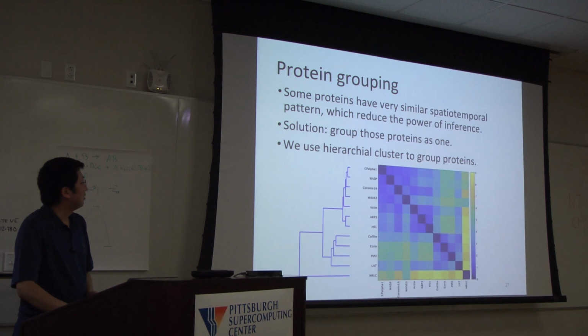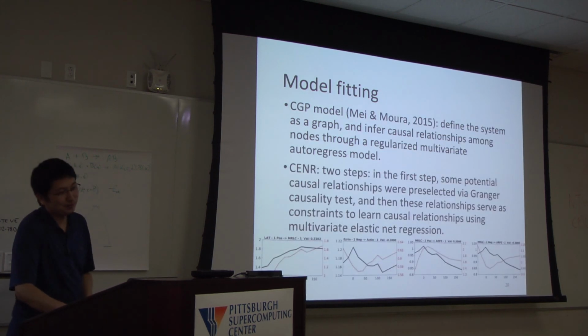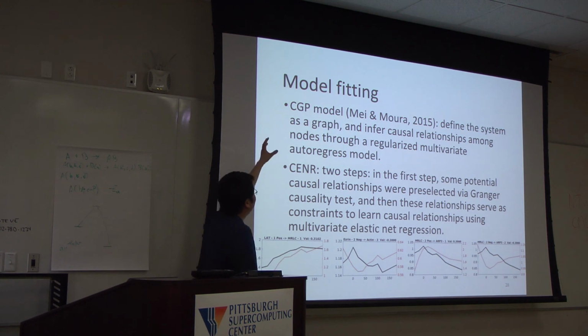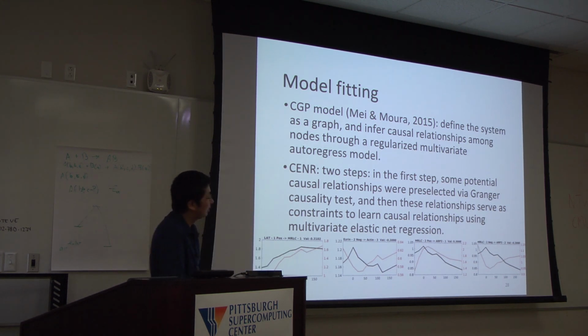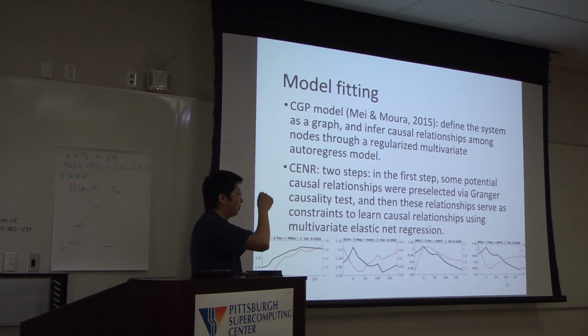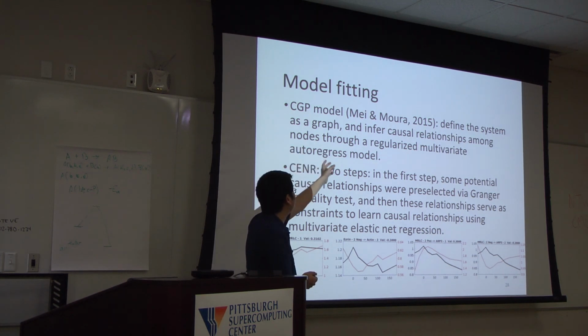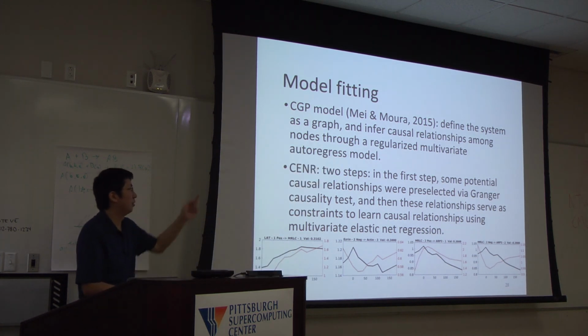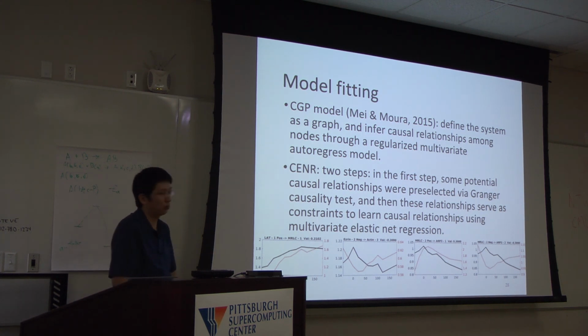Yeah, so after we clustered and defined the groups, then we fitted some models. One model is called a graphical model, where it defines the system as a graph. So here, for our system, our graph is for each protein and each region. Each protein in each region is a node in this graph, and we want to see the connections between the protein regions in this system. And in this method, it infers the causal relationship through a regularized multivariate autoregressive model.